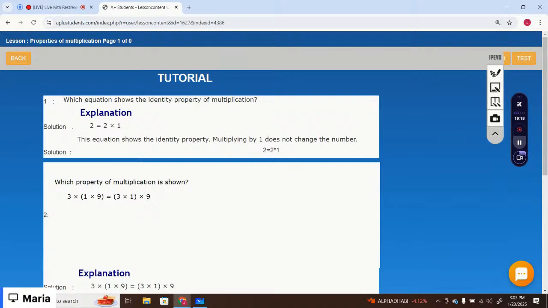Which equation shows the identity property of multiplication? The identity property is if you multiply any digit by 1, the number does not change. The number stays the same. Whatever number it is, when it is multiplied by 1, the number stays the same. So the option that shows the property of multiplication is 2 times 1 equals 2.